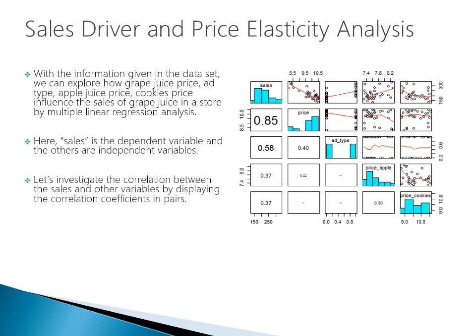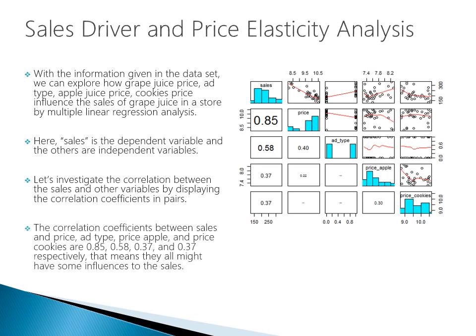First, let's investigate the correlation between the sales and other variables by displaying the correlation coefficients in pairs. The graph I have on the right-hand side is just another type of scatter plot matrix that contains a bunch of information. The correlation coefficients between sales and price, ad type, price apple, and price cookies are 0.85, 0.58, 0.37, and 0.37 respectively. That means that they all might have some influence on the sales. So the correlations aren't terribly low.